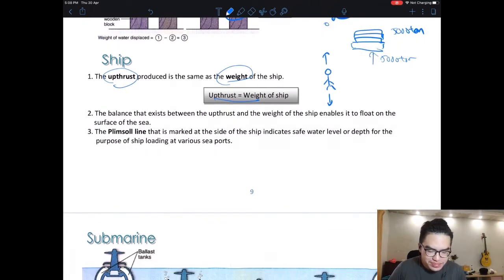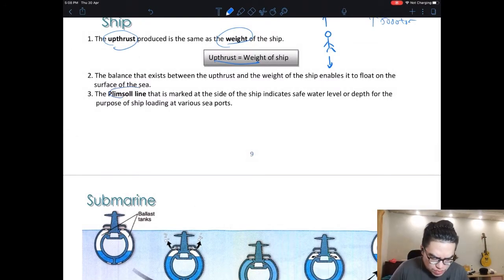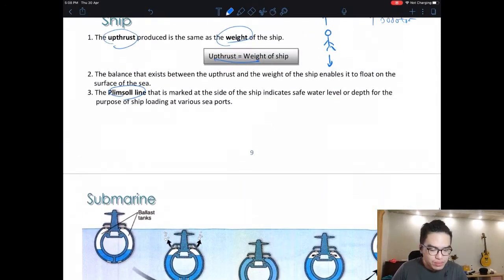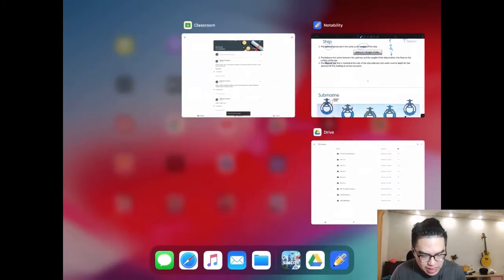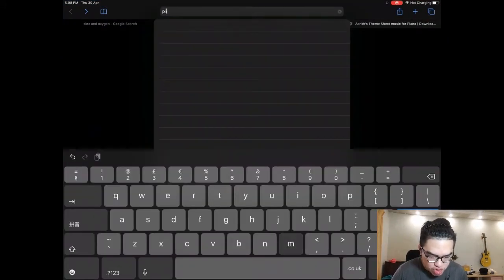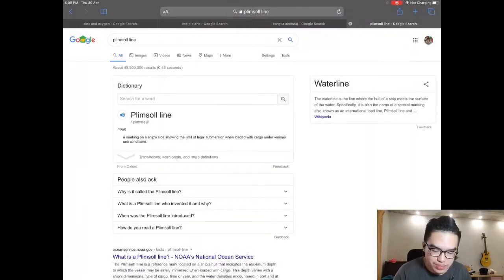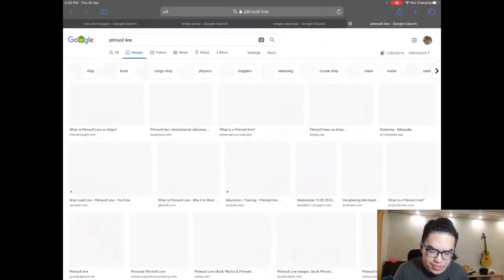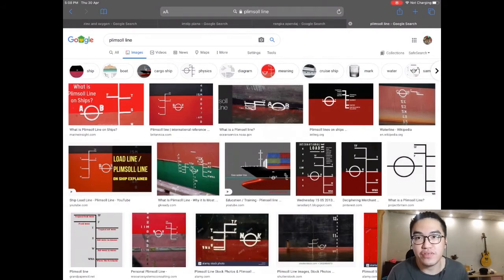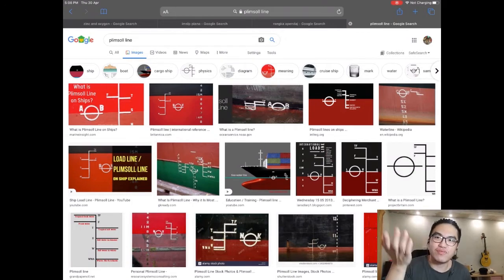So for ships, they will have something called a Plimsoll line. Not sure whether it's here or it's not here. The Plimsoll line is basically the line that tells you how deep your ship is supposed to sink. Let's say you're the captain of the ship. You have to follow this line. Why? Because different water has different density. You might be in very salty water, which is very dense. Your ship will float higher.